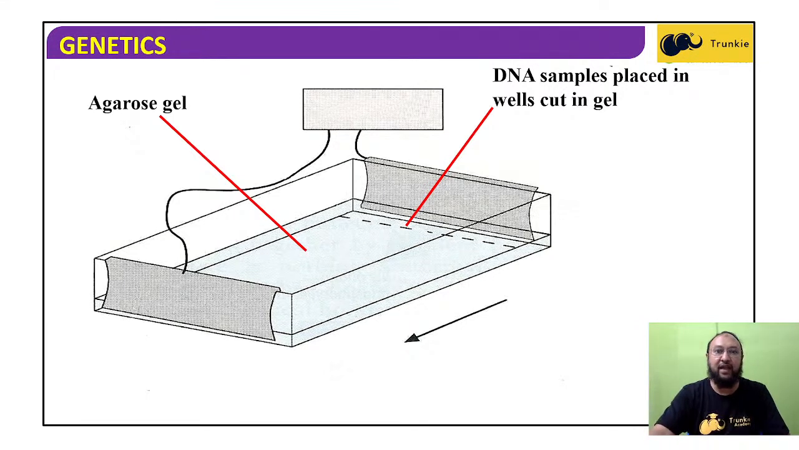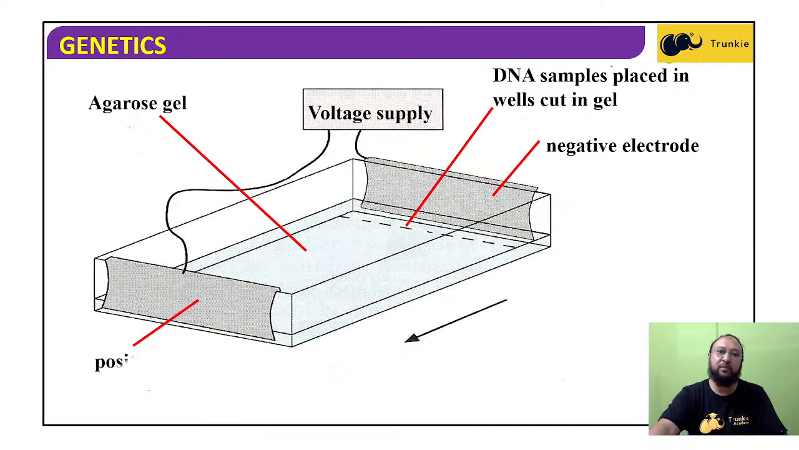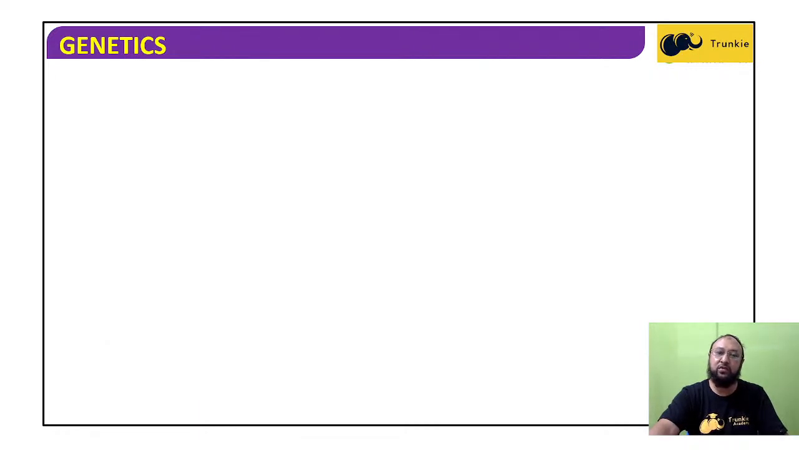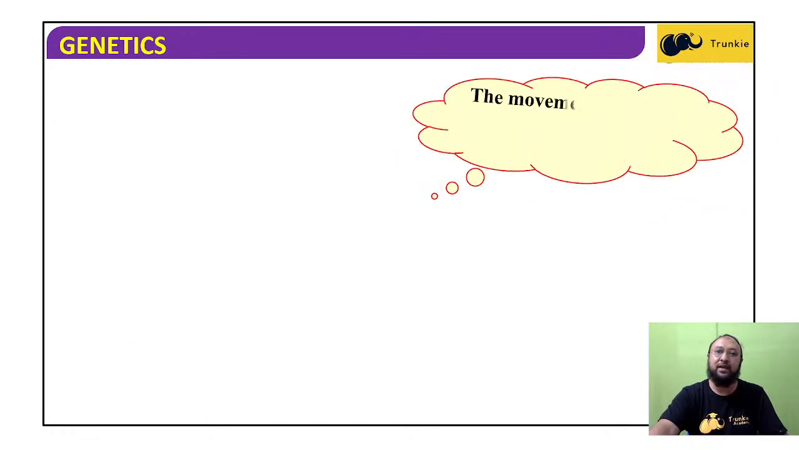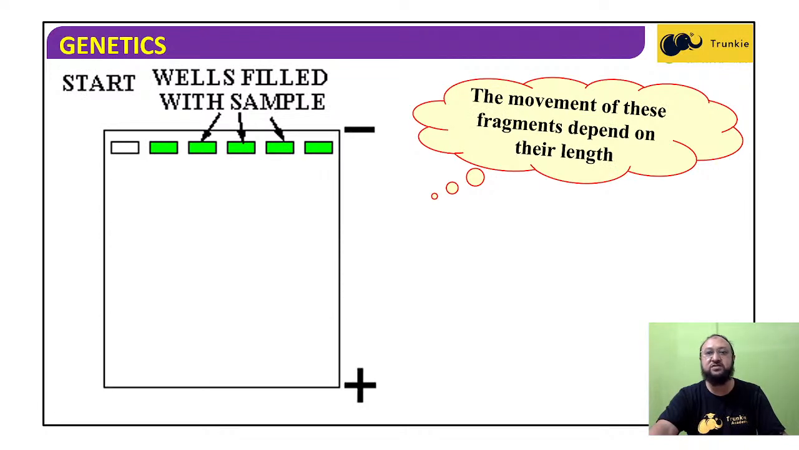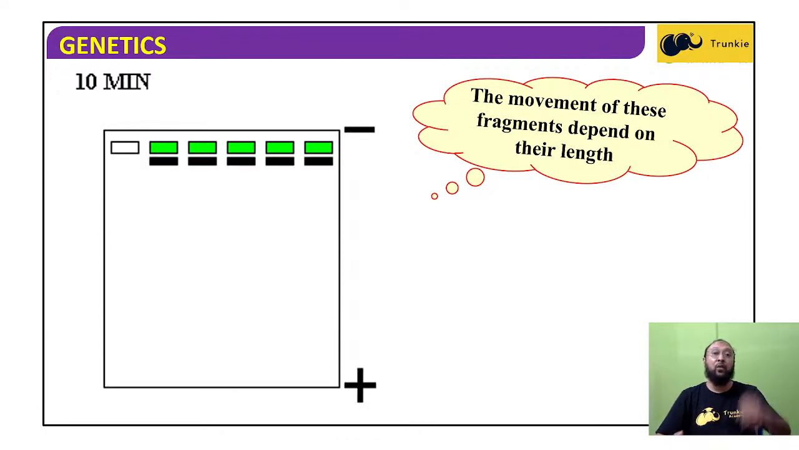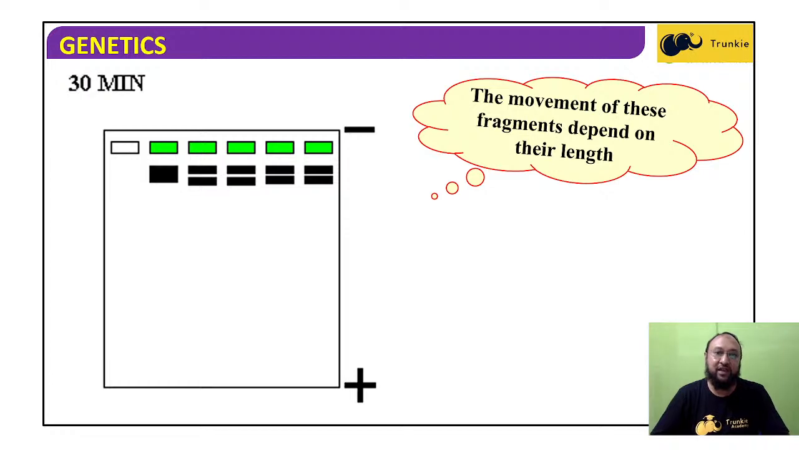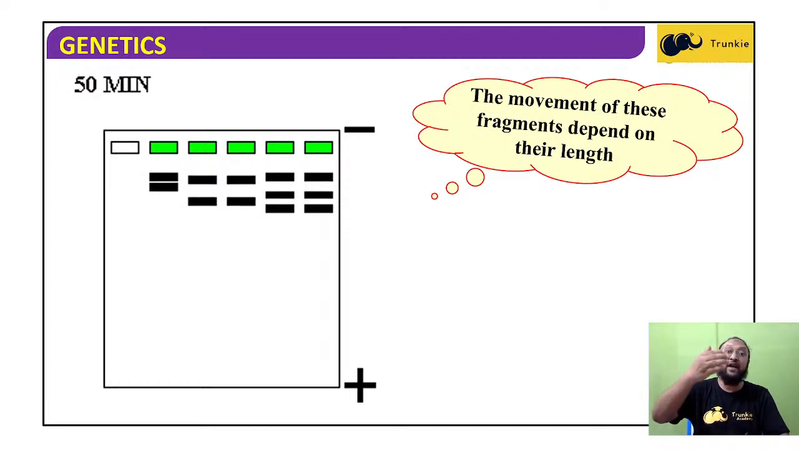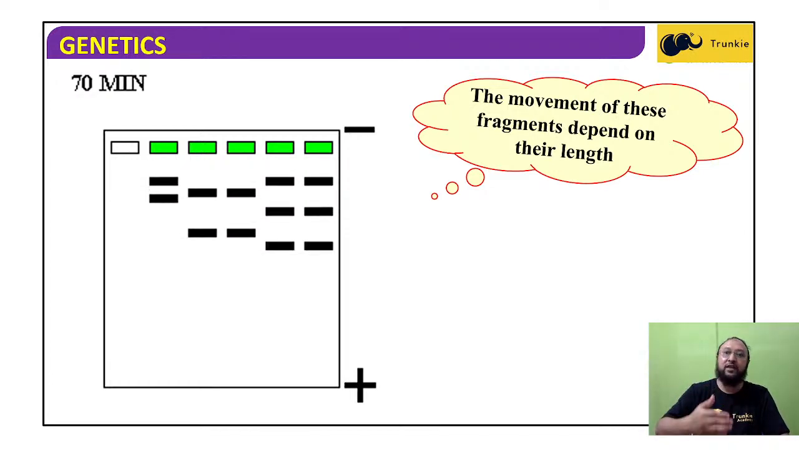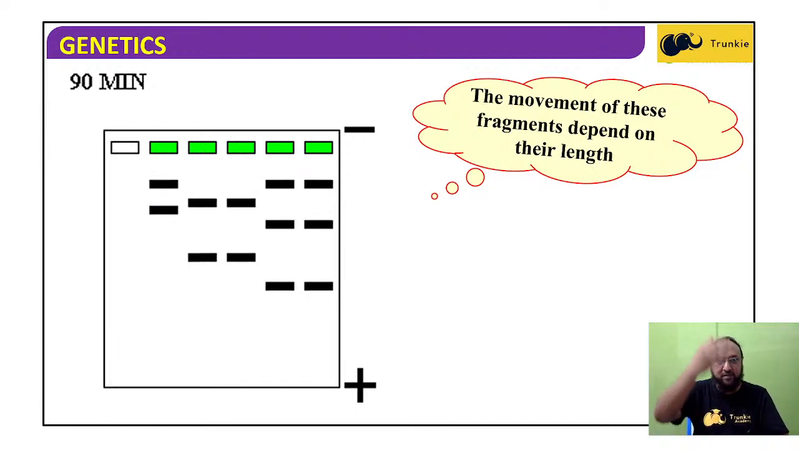Then this agarose gel is connected with the anode and cathode, so that there will be movement of the molecules. The voltage supply is connected to the negative electrode and the positive electrode, and then the movement of these fragments depends on their length. Once the samples are filled in, slowly you will find that there is a movement of the fragments.